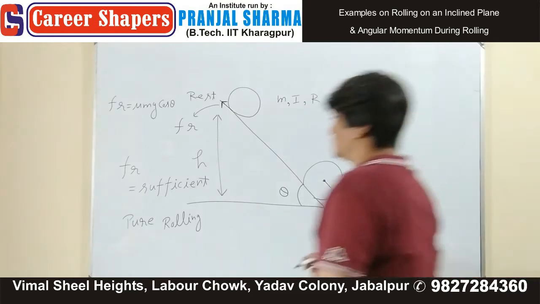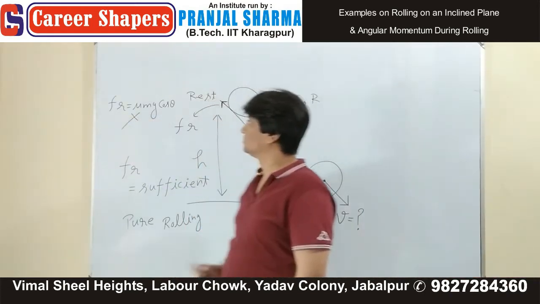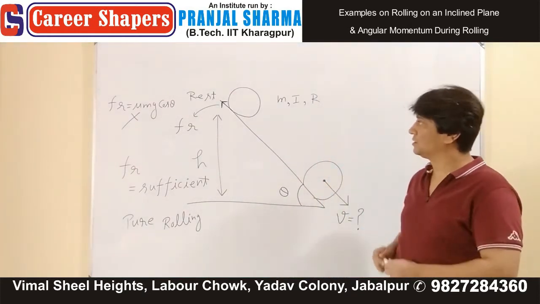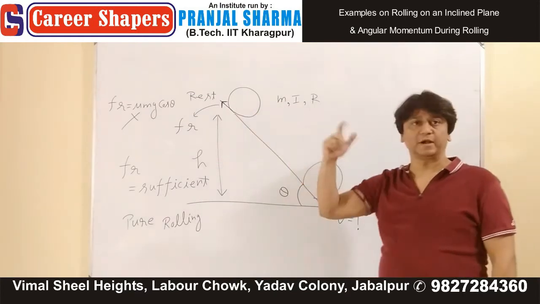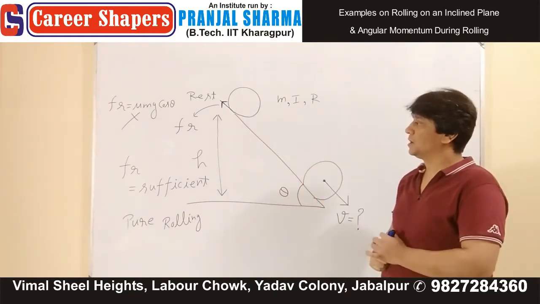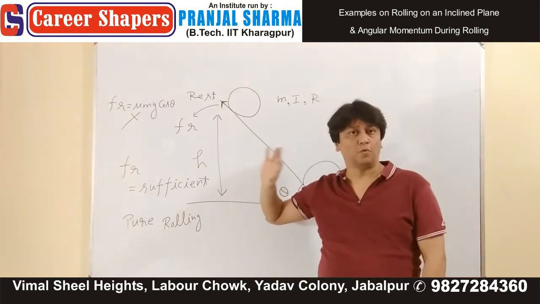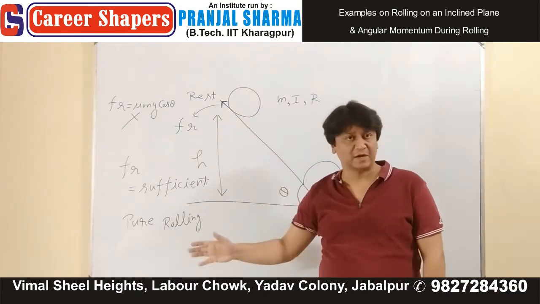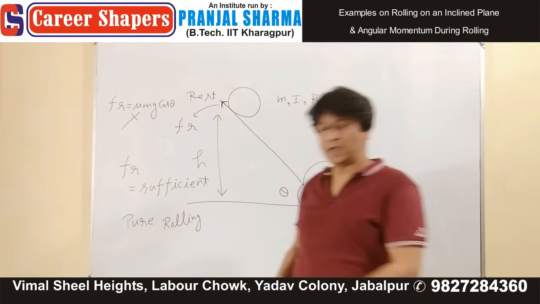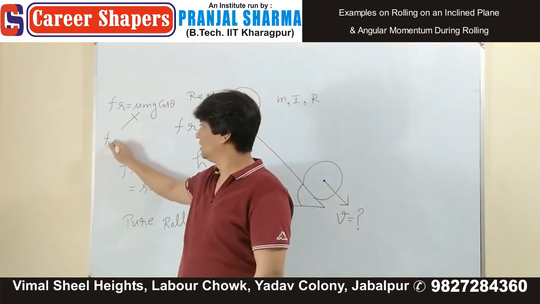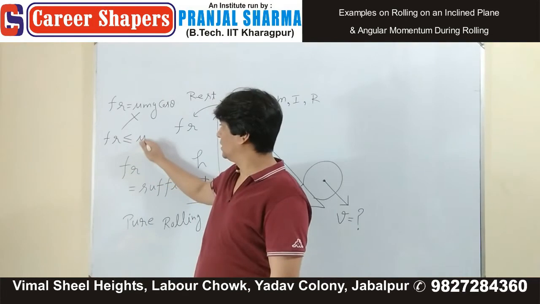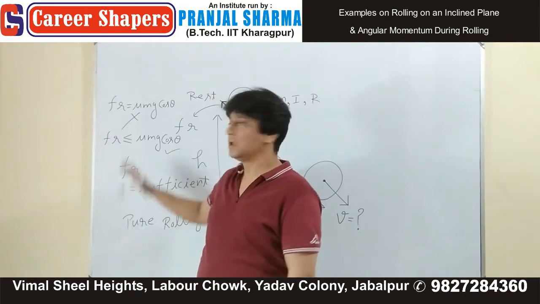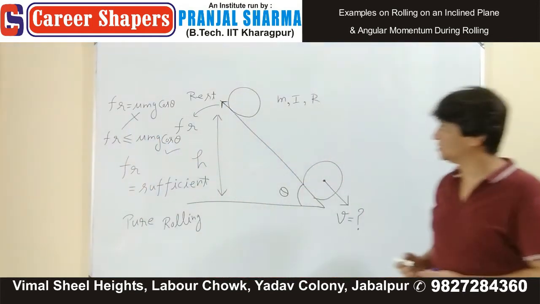Only one person has answered. No, it's not. Fr is mu mg cos theta only in the special case when the contact point is about to slip. There is no mention of about to slip. We have been told that this contact point is not slipping. That's all. If it's not slipping, then Fr will be anything less than or equal to mu mg cos theta. This is something which we have already done in the previous lecture.